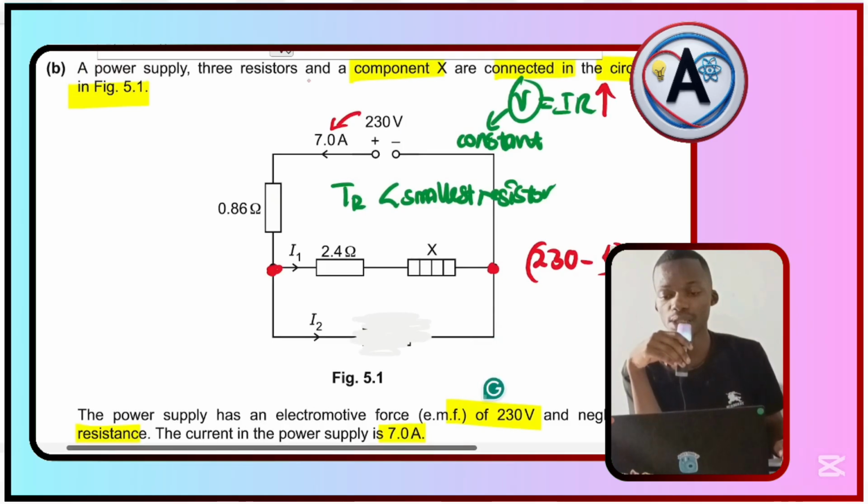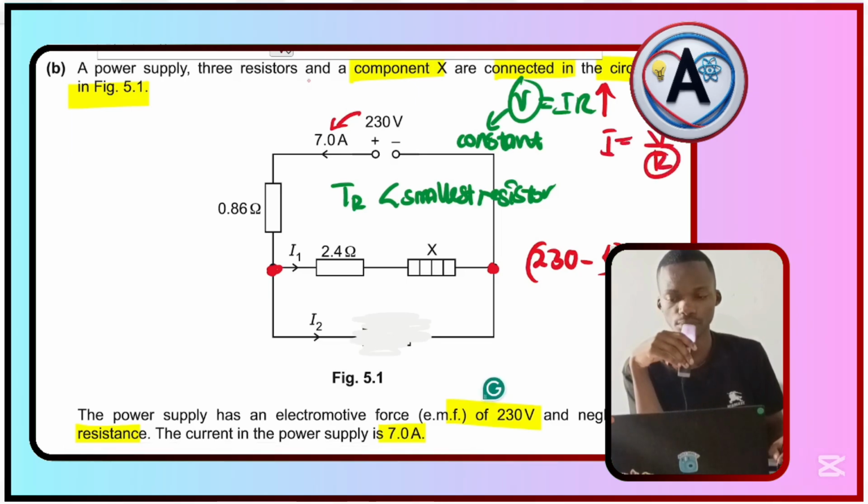And because we have a high resistance, V is the same. I will be equal to V over R. A bigger value of R means a smaller current, right? So the current decreases. Does that make sense?